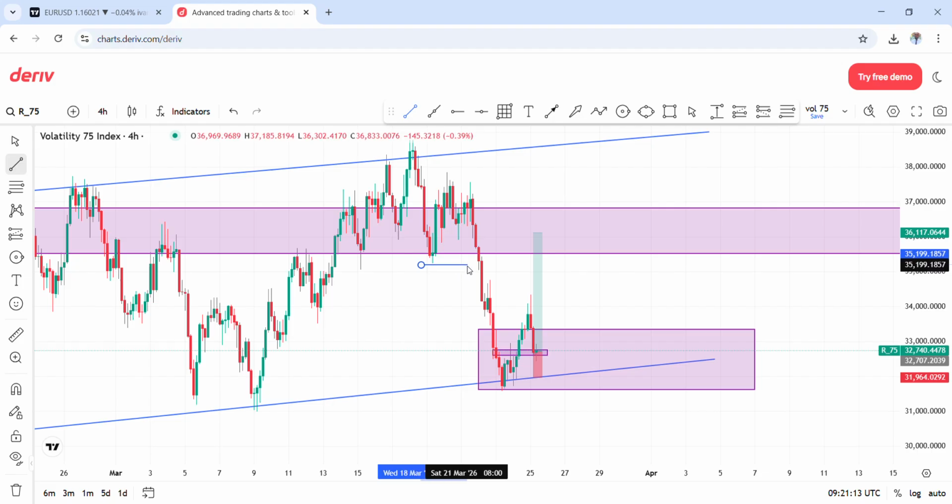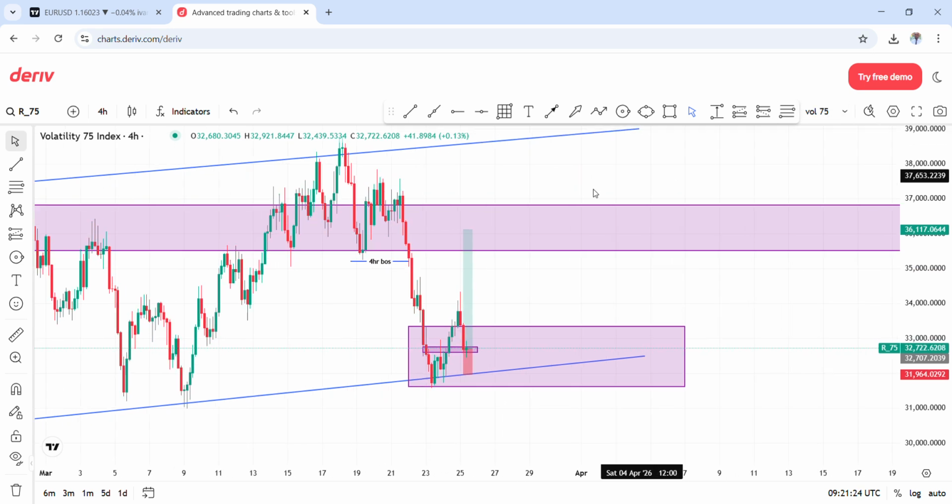Markets were bullish, and then something happened here. The 4-hour BOS happened around this zone, and after happening, we see that markets came to around this zone and they have stopped moving to the sell side. So what makes us think that markets are going to come to around this zone?